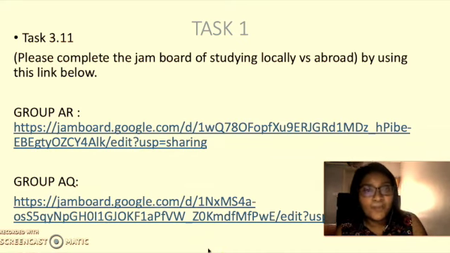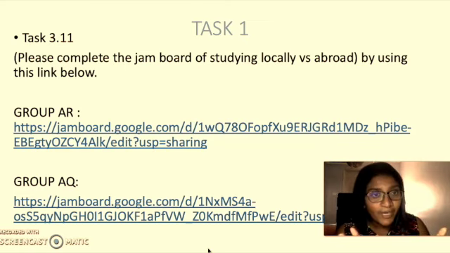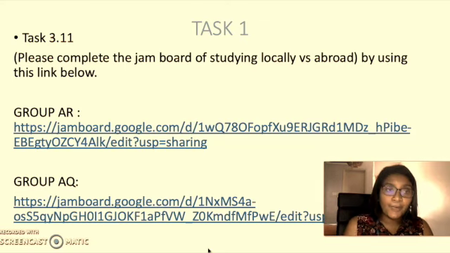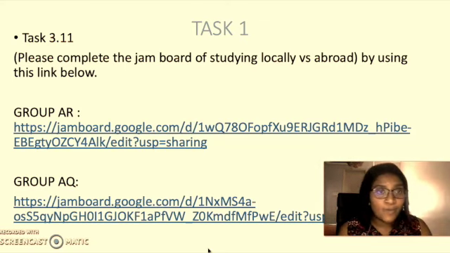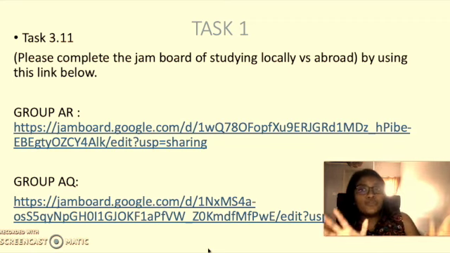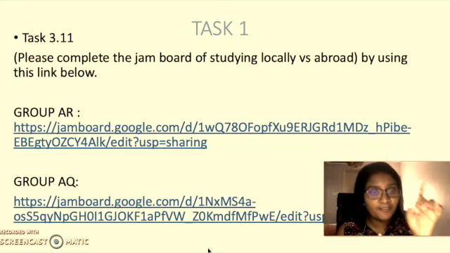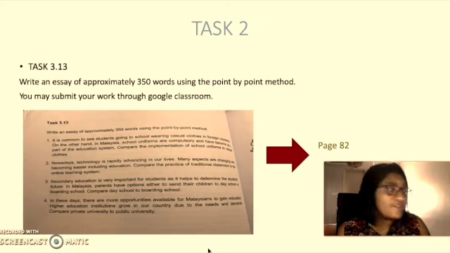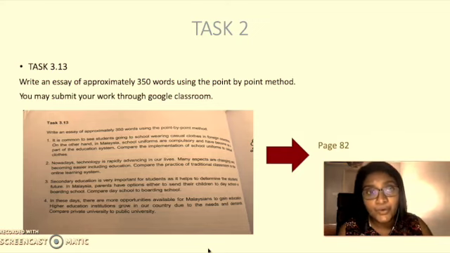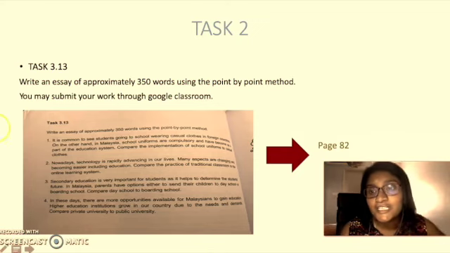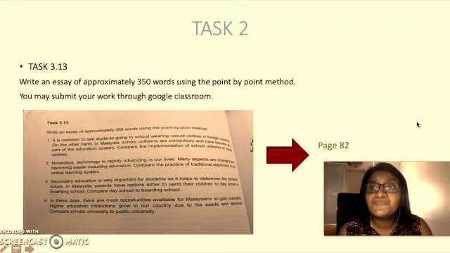You are supposed to complete a Venn diagram about studying locally versus studying abroad. You can work in teams or individually, it doesn't matter, but I want to see how you brainstorm your ideas together. That's the first task. The second task is on page 82 of your book. You can take a screenshot if you want to. I'll give you a few seconds.